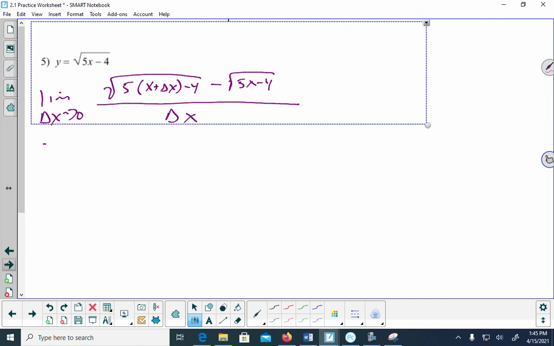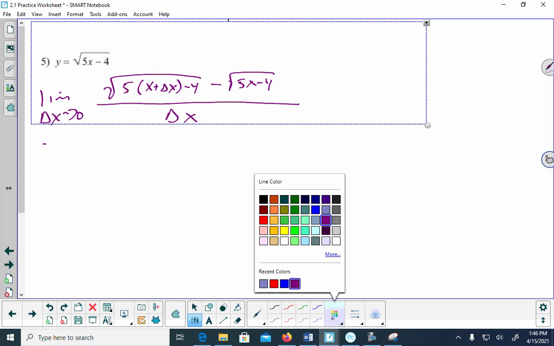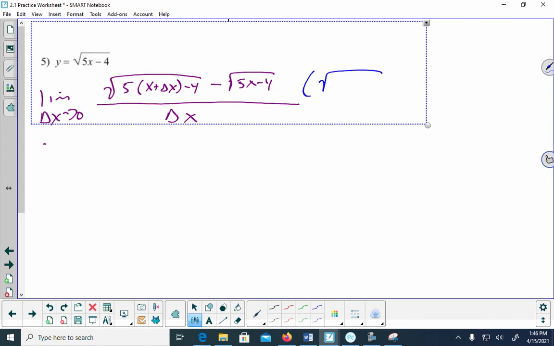Well, right now you might be confused as to what to do, but you know if you substitute in 0, you're going to have 0 in the denominator, but fun fact, you also have 0 in your numerator. So since I have that 0 over 0, that tells me that I can do something. I can somehow simplify it. So I'm going to remember what I learned in last section, I hope, and I'm going to multiply by the conjugate of this. So I'm going to multiply by 5 times x plus delta x minus 4.